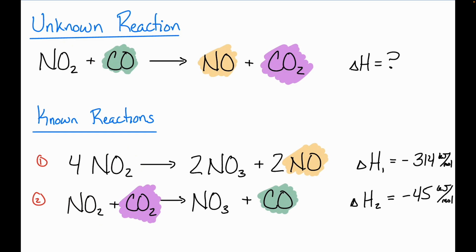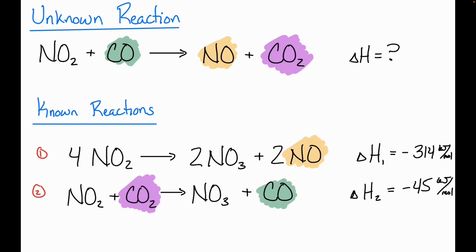If I look at my CO, the only place that carbon monoxide appears in my known reactions is down here, but it's on the wrong side. Likewise, if I go to my CO2, the only place that this purple appears in my known reactions is down here. But again, it's on the wrong side. So what am I going to have to do to my second known reaction here? I'm definitely going to have to flip it. I might have to multiply it by 2 or whatever it may be. I don't know. I'm not done with it. But I know that in order for this to work, I have to flip that second reaction.